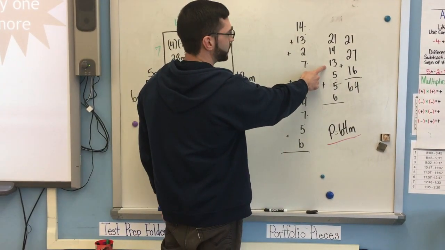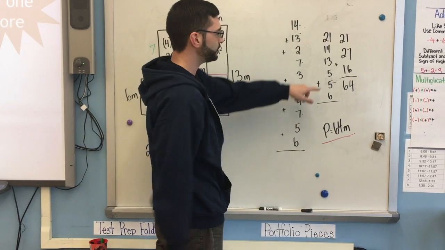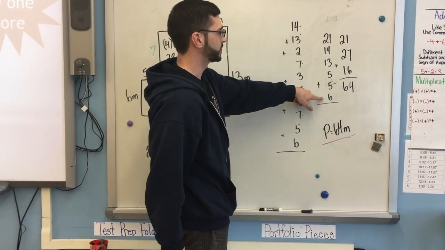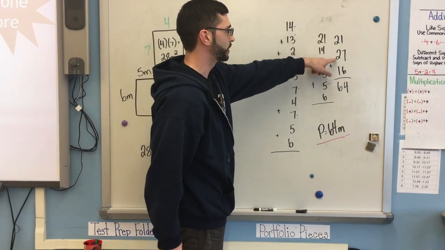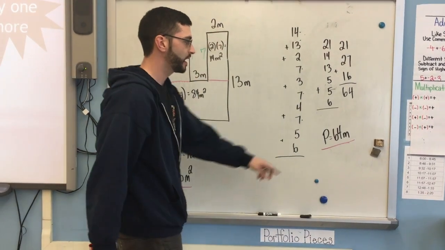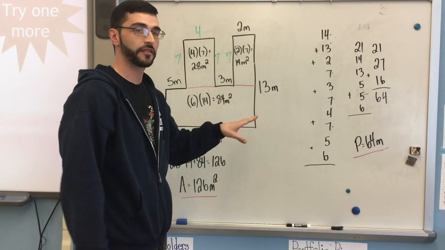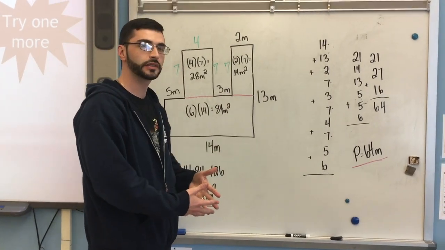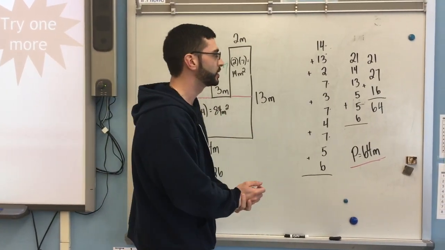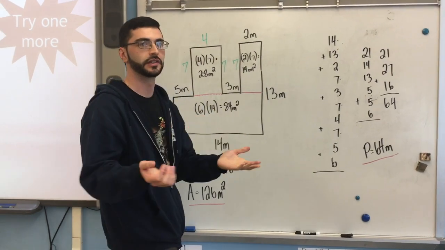I combined the 14 and 13 for a 27. 5 plus 5 is 10, plus 6 is 16. 21 plus 27 plus 16 gave me a perimeter of 64. So don't get intimidated by a lot of numbers. Use the smaller numbers, make them into bigger numbers. The fewer numbers, the easier it is to solve.